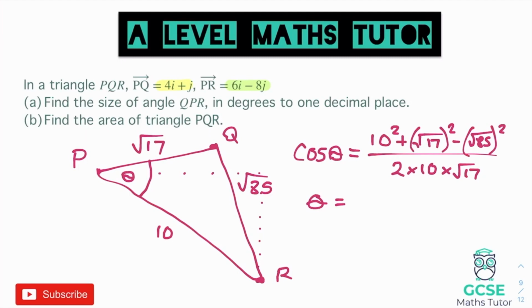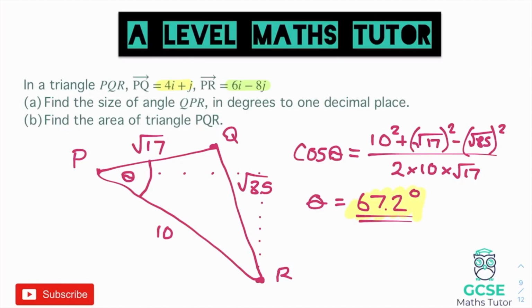So on the top then, 10 squared plus root 17 squared minus root 85 squared all over 2 times 10 times the square root of 17. There we go. Close your brackets on your calculator, and if you type it in correctly, we should get 67.16. So there we go, our angle to one decimal place is 67.2 degrees. And again, just remember, I have skipped a step in my writing there just to reduce the amount of working out that's on our screen.